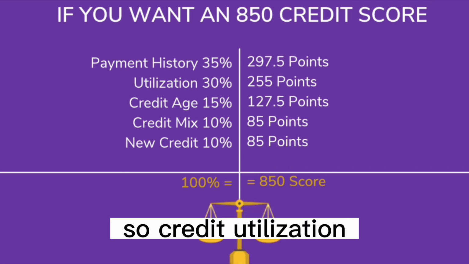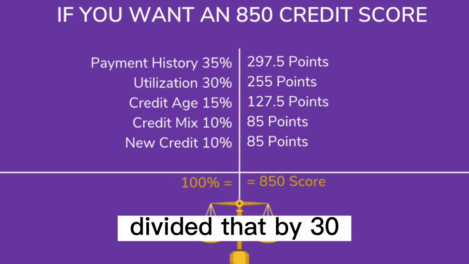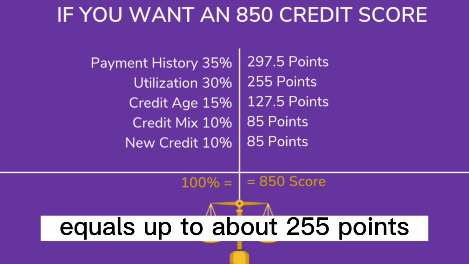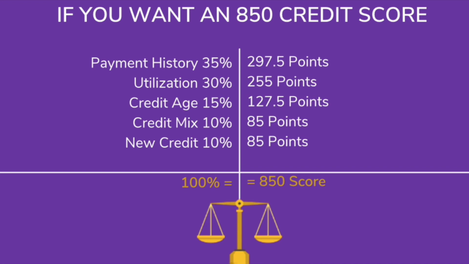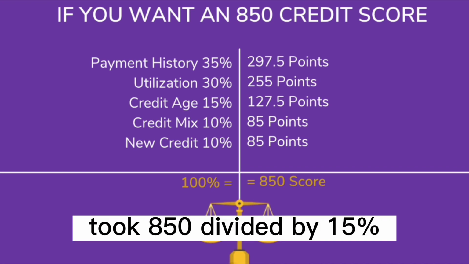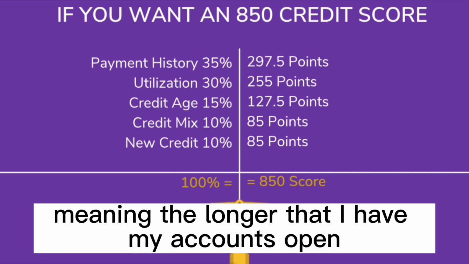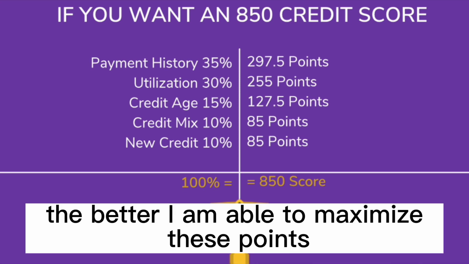So credit utilization. All I did was take 850, divided that by 30, and it let me know that this section equals up to about 255 points. Did the same thing for credit age. Took 850, divided it by 15%. It gave me 127.5 points, meaning the longer that I have my accounts open, the better I am able to maximize these points.